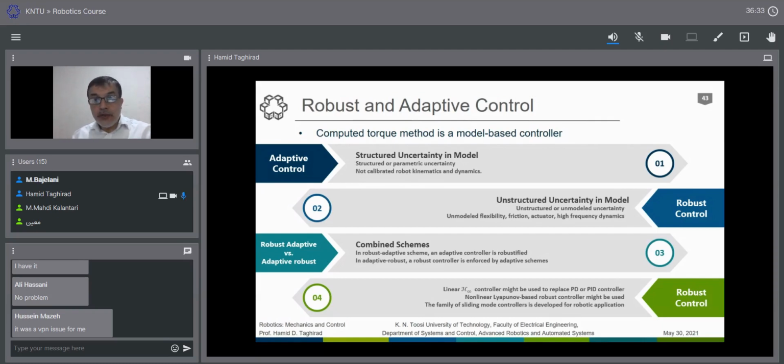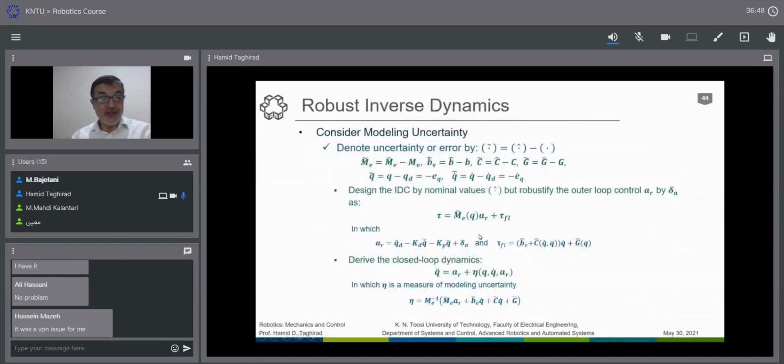So we start with robust control and we end with adaptive control schemes for this case. And as I mentioned, we will go very, very slowly, one by one, to understand the concept and to find how we can go through that. So the first thing is to encapsulate the uncertainty. If you would like to design a robust controller, we call it robust inverse dynamics.